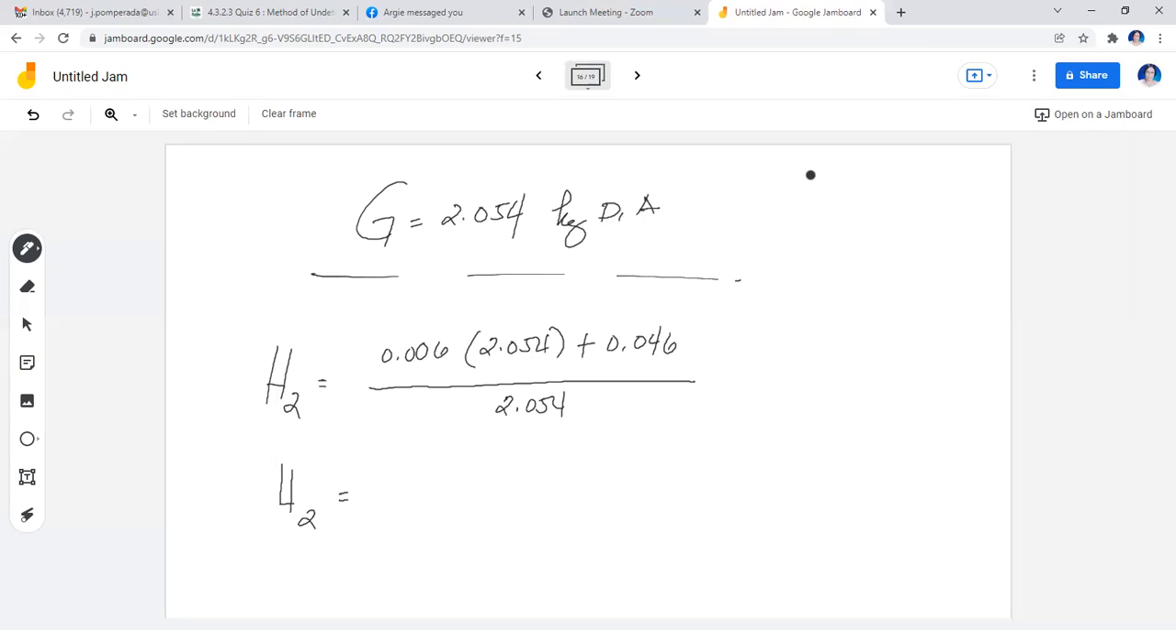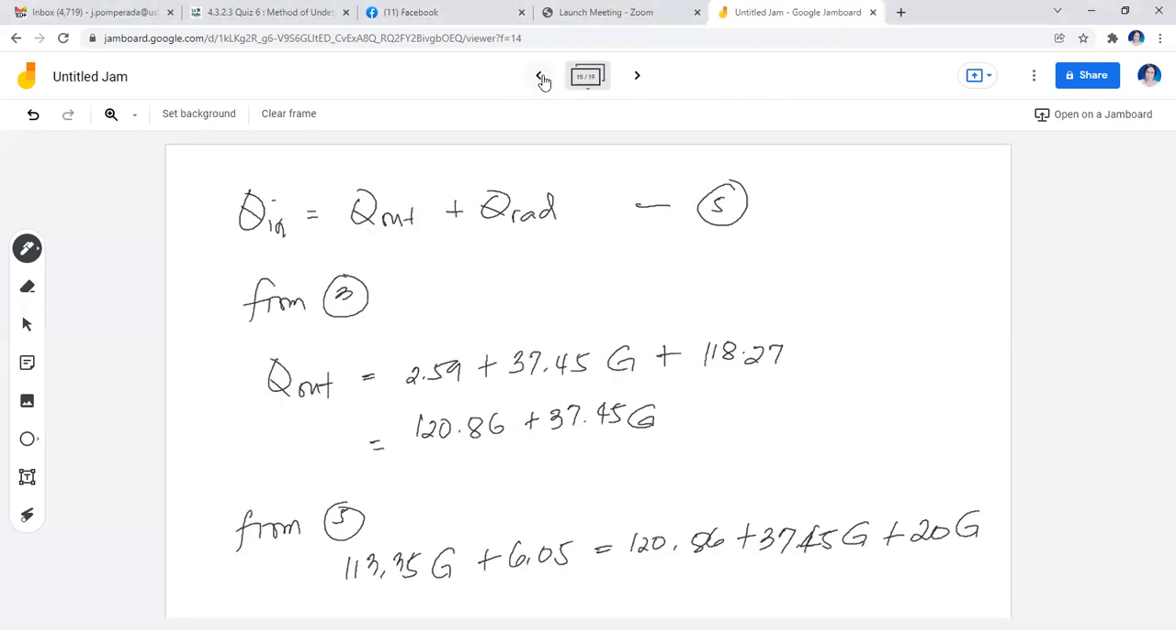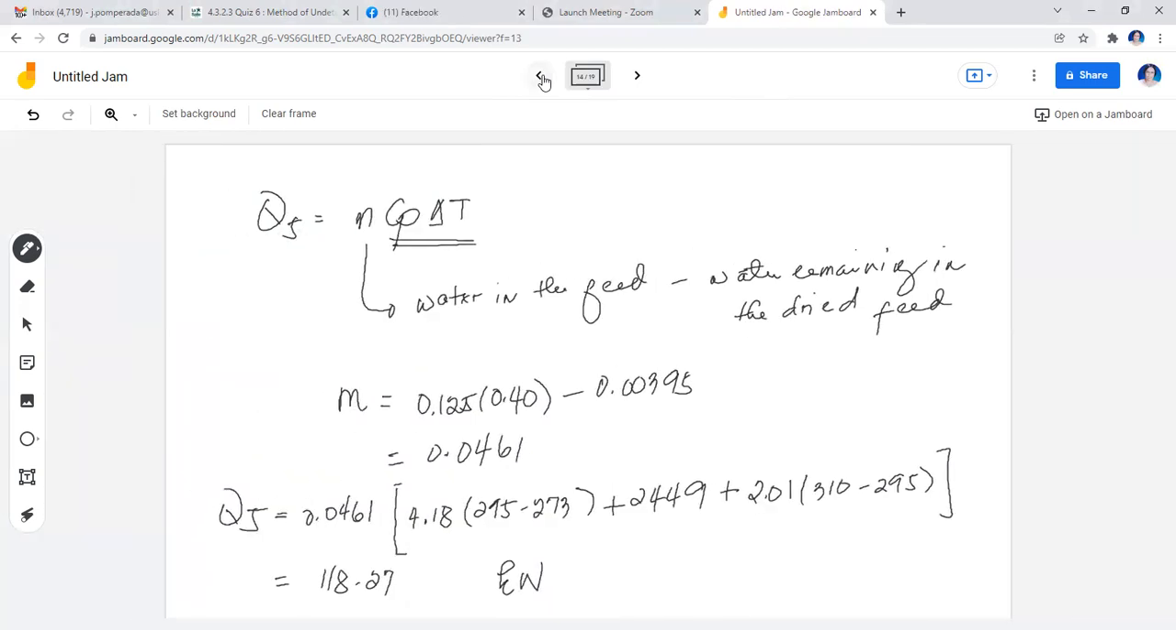So humidity is 0.0284 kilogram water vapor per kilogram dry air. This is the answer to our problem. Okay, so that's it, class. You did not learn anything new. You simply used energy balance and material balance in the case of this particular problem.